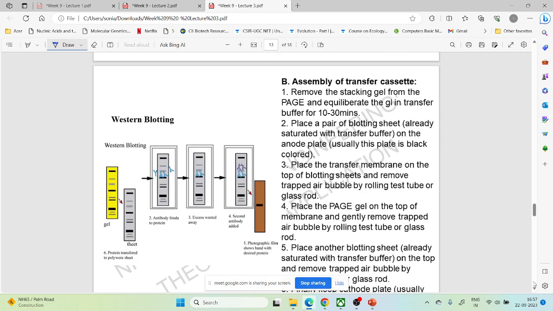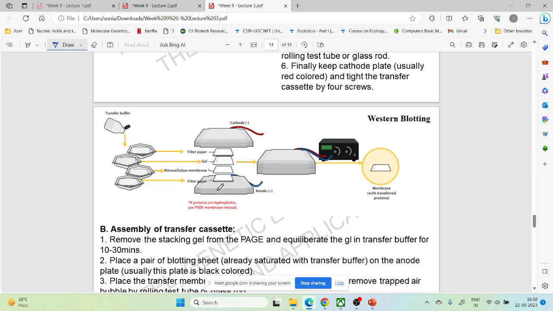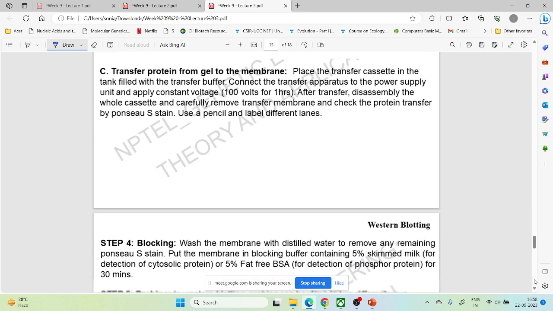And then you have to assemble the cassette. You have many kinds of filter papers, buffers and blotting sheets. There is a sequence: first the filter paper, then the gel, then the membrane and so on. After the assembly, filter papers are there, then your membrane, then the gel, then more filter papers. Then you put it for overnight, or for some hours.